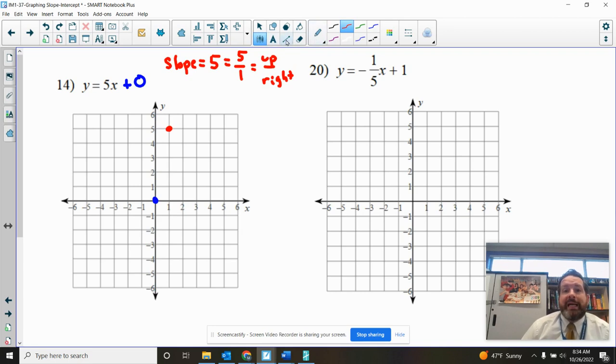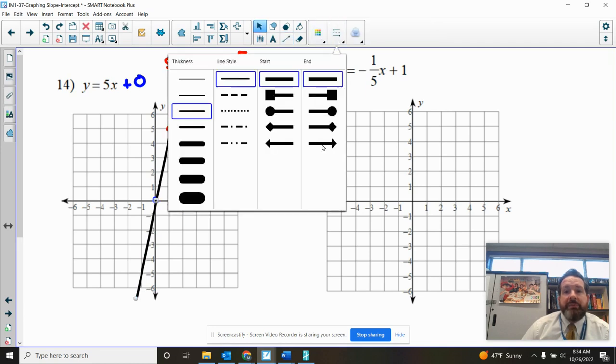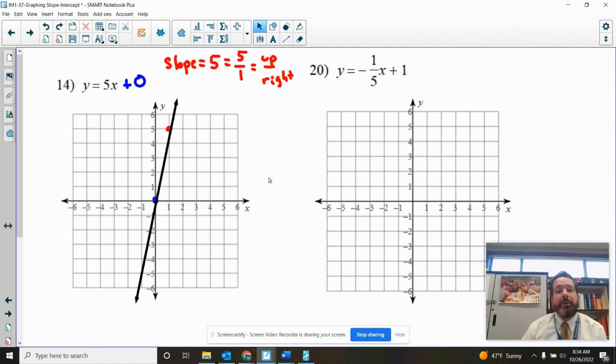And we then make our line between them. So something like this. And then I'm going to make sure I have arrows on both ends. There you go. That's your line. Maybe going to do a slight adjustment. There we go. I like that a little better. Going nice and cleanly through those 2 points that we made.